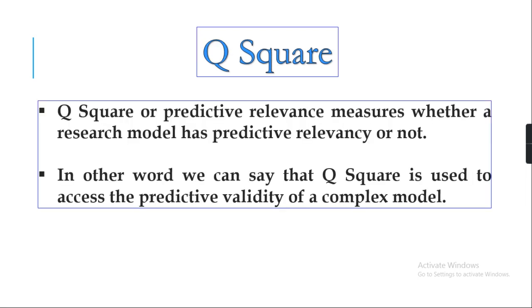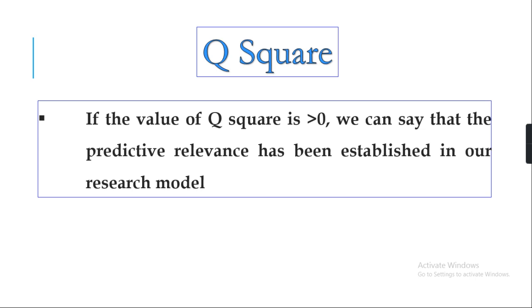Similarly, we also have Q square. Q square, or predictive relevance, measures whether a research model has predictive relevancy or not. In other words, Q square is used to assess the predictive validity of a complex model as compared to others. If the value of Q square is greater than 0, we can say that the predictive relevance of Q square has been established in our research model.